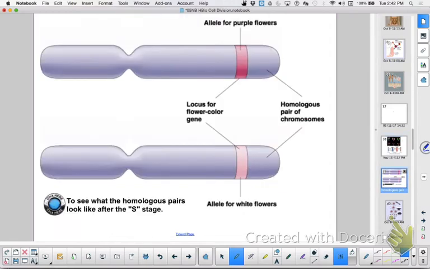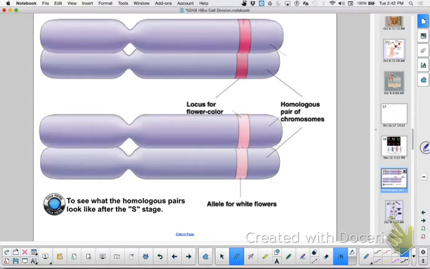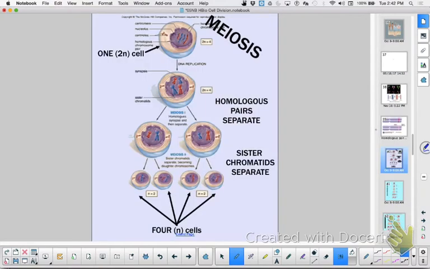Okay, here you can see homologous chromosomes and sister chromatids. This is a homologous pair. Here are homologous chromosomes. During the S stage of interphase, they become a homologous pair. Alleles are alternate forms of a gene. So this one has a purple flower, this one has a pink flower, but they're both coding for the color of the flower.